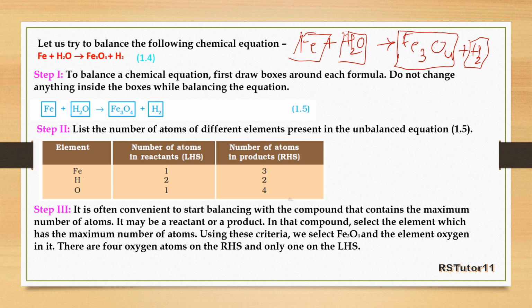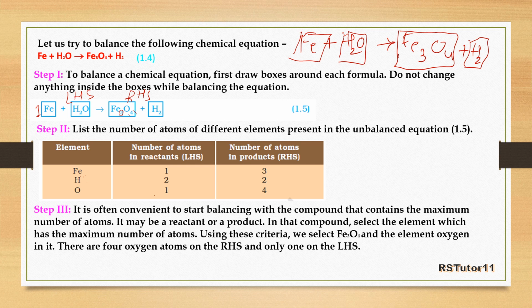So iron is 1, but here it is 3. This is the LHS and this is the RHS. Don't get confused. Iron is only 1 here, but here 3 are there. Can you see this? 3. Okay. Hydrogen: 2 and 2. Correct. Oxygen is 1 on the LHS, but 4 on the RHS. So this is not actually a balanced equation.